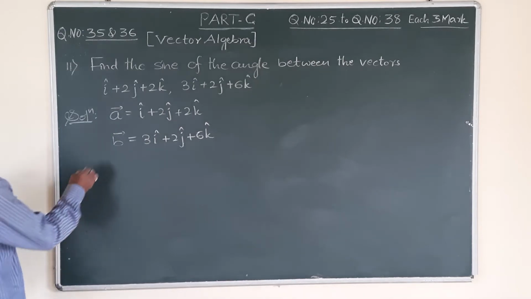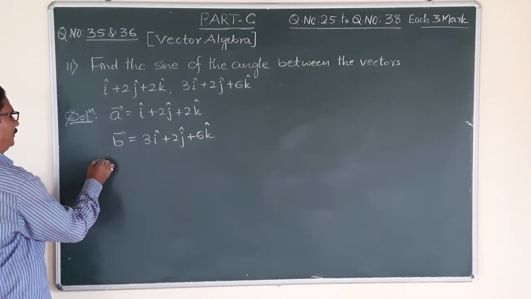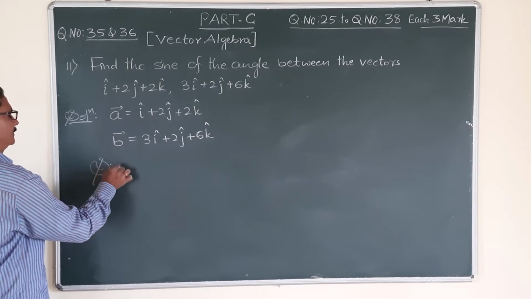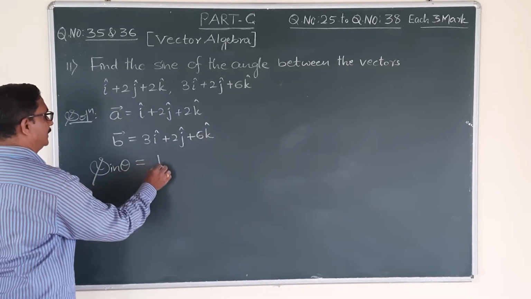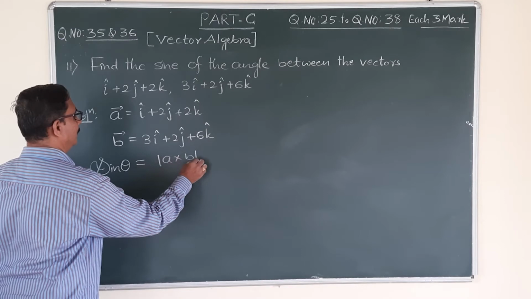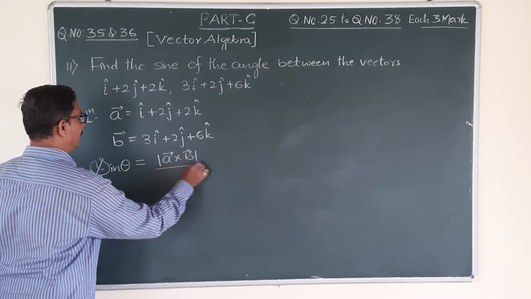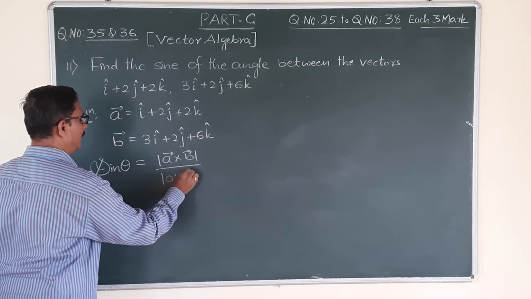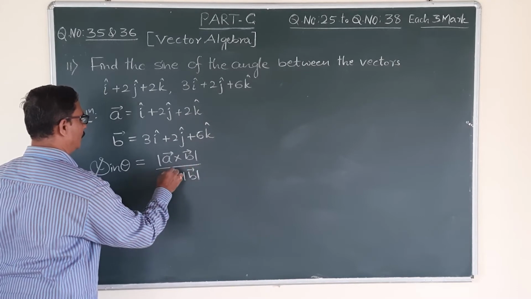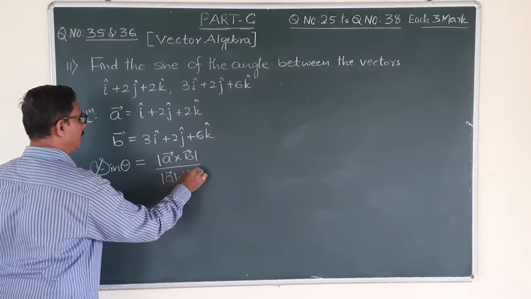You know the formula, sine of the angle between the vectors is given by the formula sin theta is equal to, remember that formula, magnitude of A cross B divided by magnitude of A into magnitude of B.